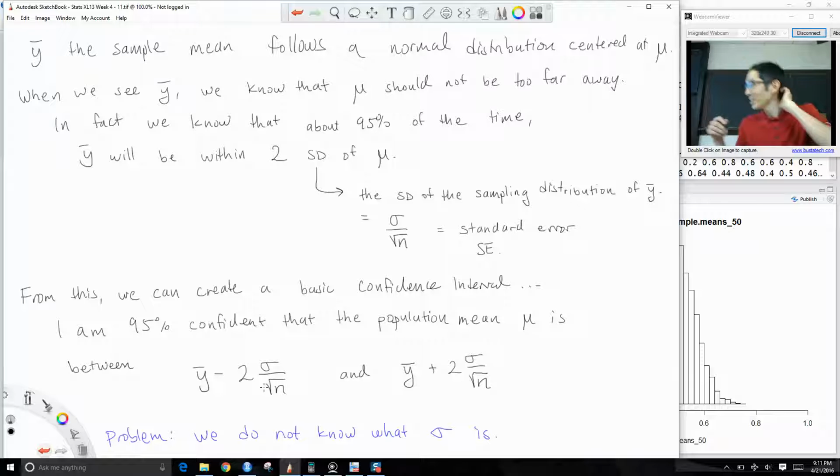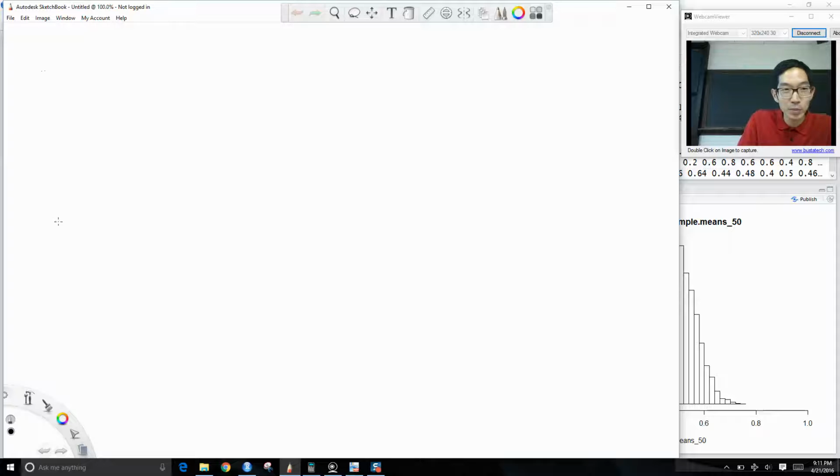Okay, well, I think a reasonable solution is to use the standard deviation of the sample. Okay, so even though we don't know the standard deviation of the population, it seems reasonable to use the standard deviation of the sample, right? Like the mean of the sample should give us an idea of what the mean of the population is, as the standard deviation of our sample should also give us kind of an idea of what the standard deviation of the population is, okay?